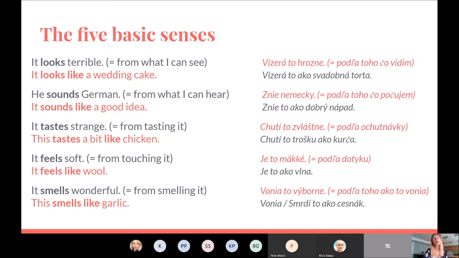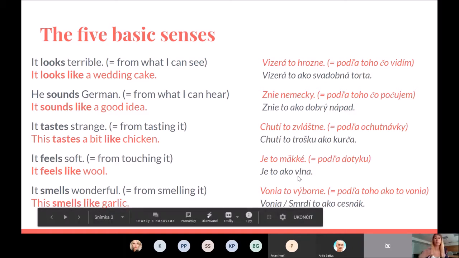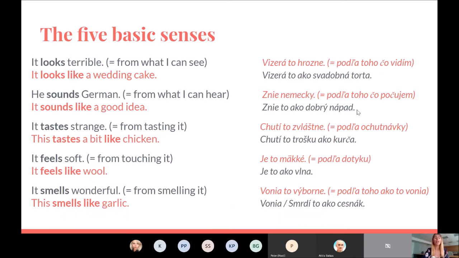To express touch, we use the simple verb feel. So we can say it feels soft, or the fabric feels nice, or it feels like when we want to express similarity. It feels like wool. I'm not saying it is wool, but it feels like wool. So similar touch, similar feeling.